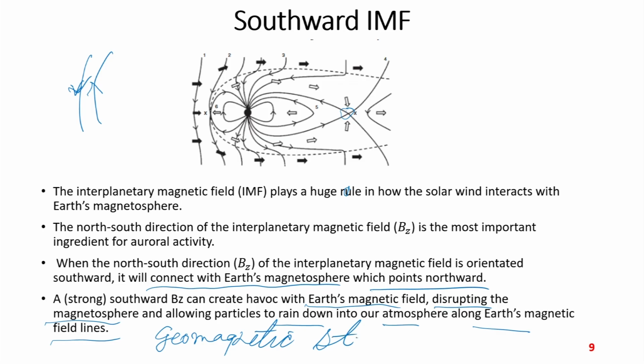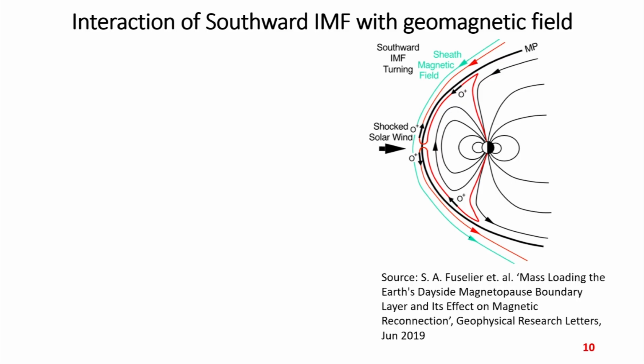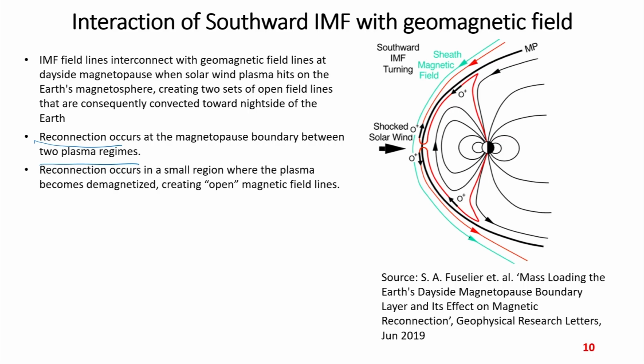We will discuss this separately, but this is the reason: when a southward IMF is strong, it creates this type of disturbance. This diagram also shows the reconnection, just to show you how it happens. This is the day side, this is the night side. You have seen that reconnection occurs at two plasma regimes, because of the southward IMF.